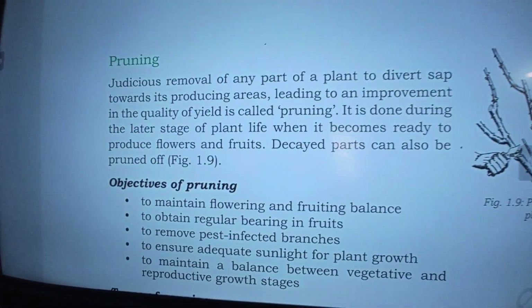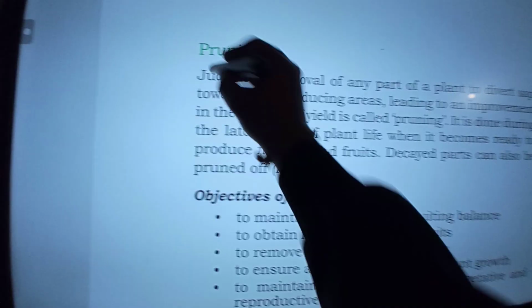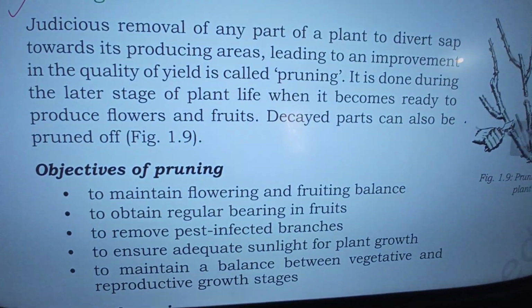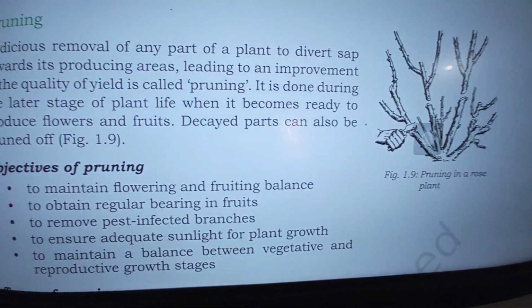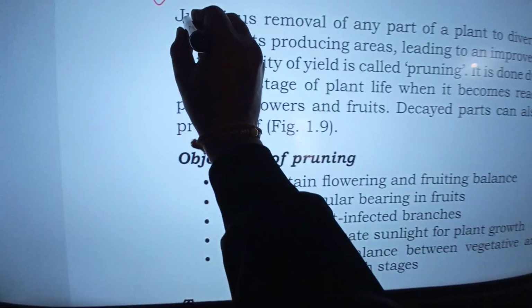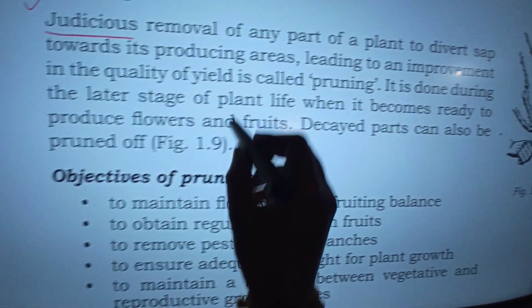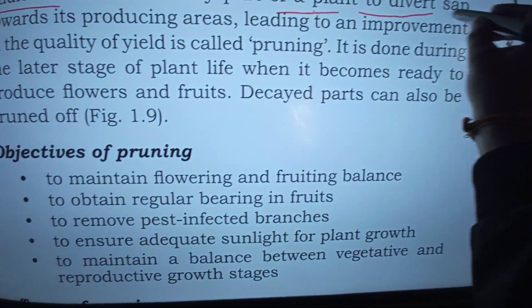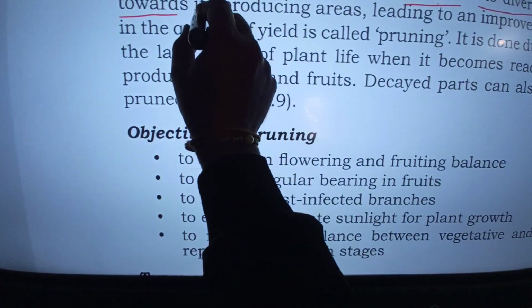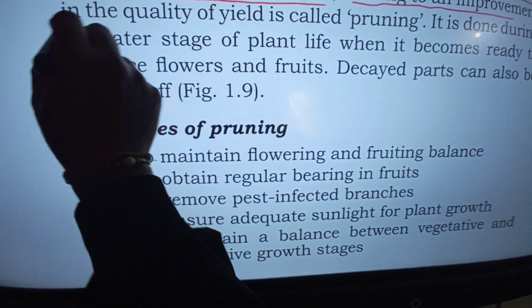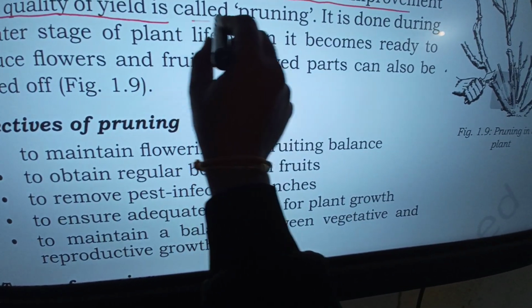Dear students, today we are going to read about pruning, one of the various horticultural practices we have studied before also. So today we are going to study what is pruning. Here it is written: judicious removal of any part of a plant to divert sap towards its producing areas, leading to an improvement in the quality of yield is called pruning.